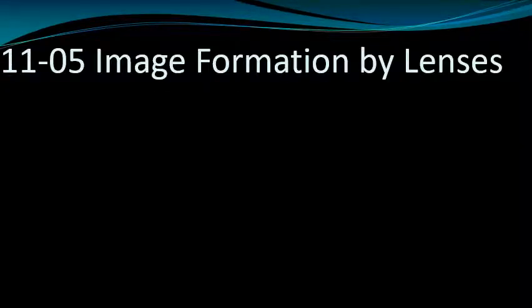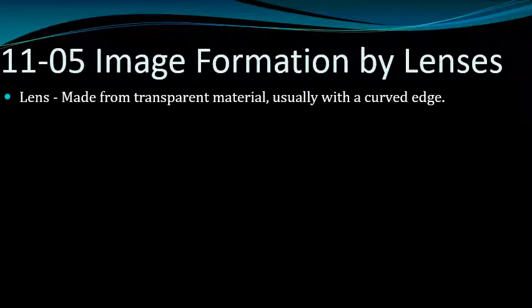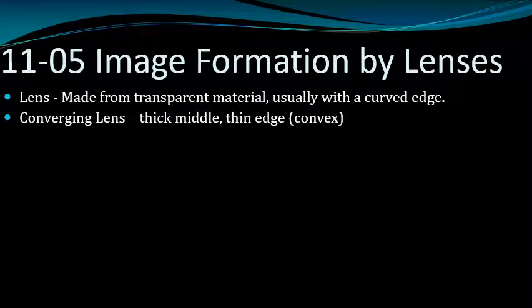Lesson 11.5, Image Formation by Lenses. A lens is a thing made from transparent material, usually with a curved edge. A converging lens is thick in the middle, thin on the edge. It's called convex. Think like a magnifying glass. From the side, it looks like that.